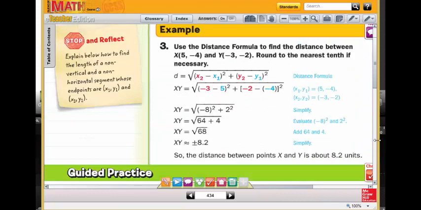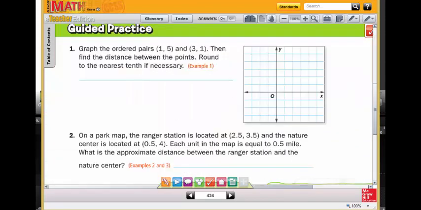Please press pause and do guided practice. Here are your solutions to 5-7 guided practice problems. Number 1 asks us to graph the ordered pairs 1, 5, and 3, 1, and then find the distance between the points, round to the nearest tenth if necessary.